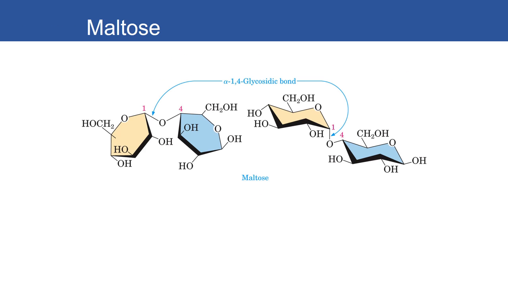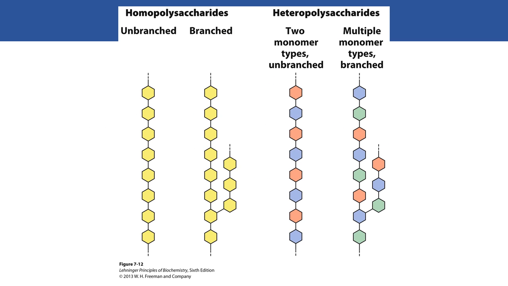Maltose, some of you are probably pretty familiar with as malt. It's from malt, I should say, the juice of sprouted barley and other cereal grains. You have an alpha-1,4 glycosidic linkage there. Again, the anomeric carbon is linked to the hydroxyl on the 4 carbon, and you have 2 glucoses in this situation that are linked together.